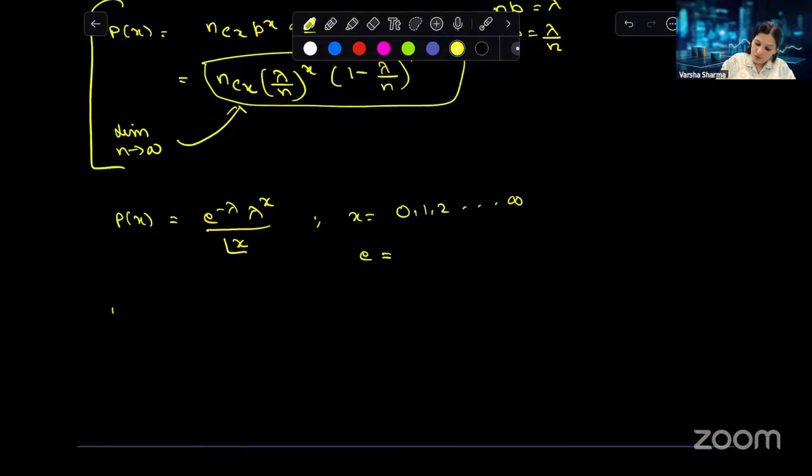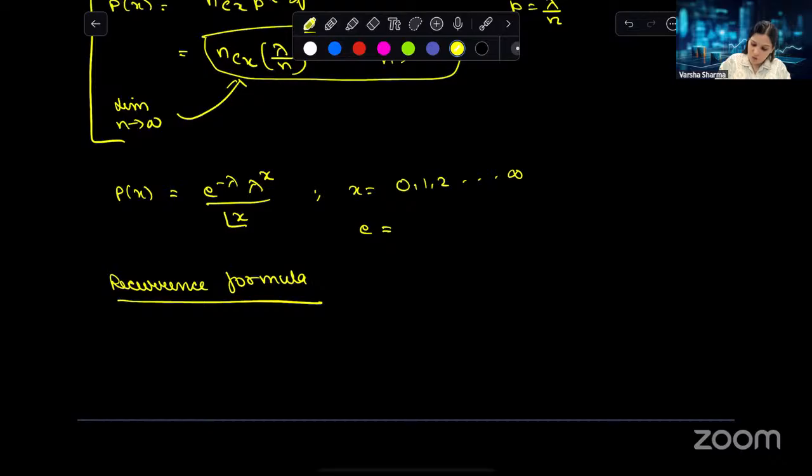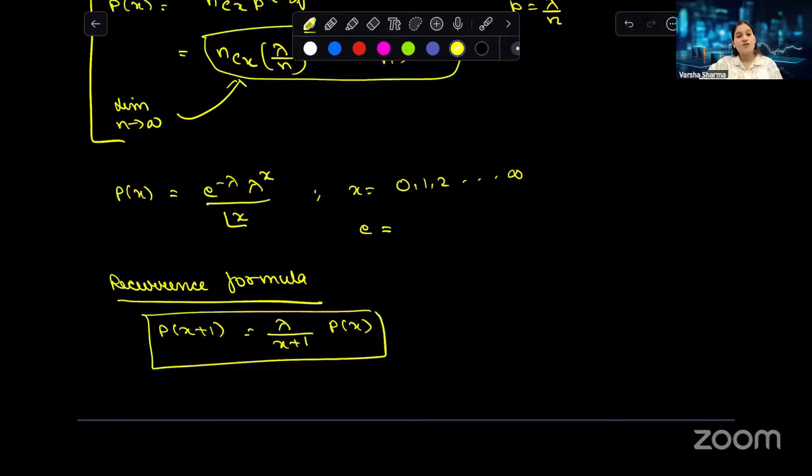Now, there is also a recurrence formula. Recurrence formula means the relationship between two consecutive probabilities. The formula is P of x plus 1 equals lambda by x plus 1 into P of x. This is the formula for the recurrence relation. So if we know the probability of 0, I'll be able to find 1. If I know 1, I'll be able to find 2. If I know 2, I'll be able to find 3. That is what recurrence says.